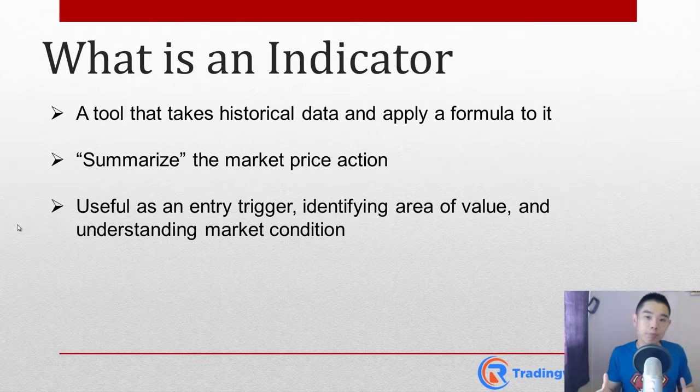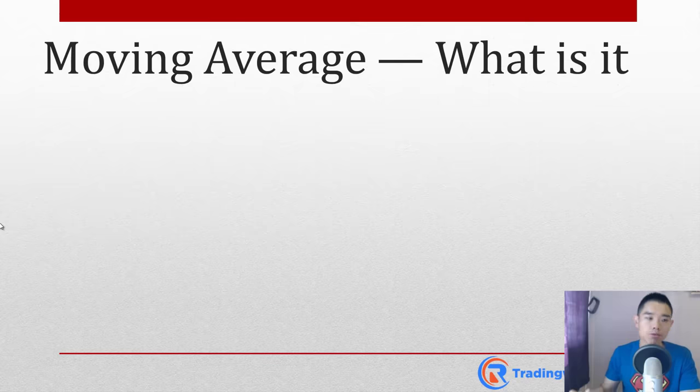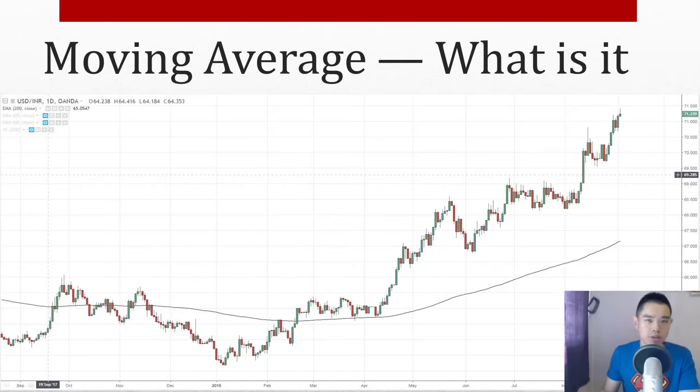But don't worry. In this section, I'm going to share with you the different types of indicators, a few popular ones, and how to use them, and you will see indicators in a different light. So first one, moving average, very straightforward. What is it? A moving average is a line on your chart.